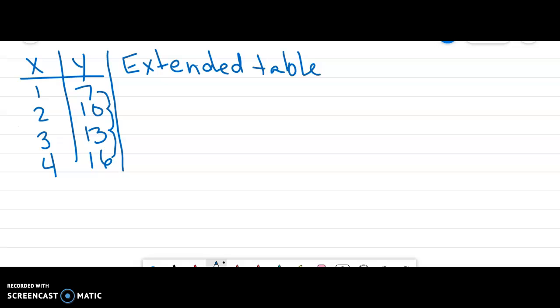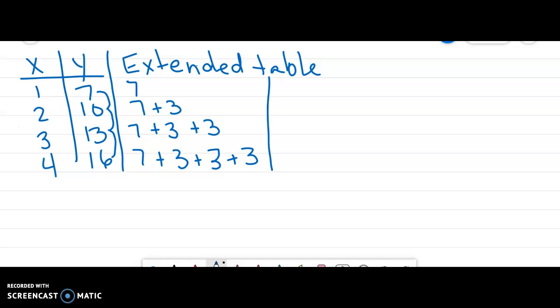So in the extended table, you can say, well, the first term had to be given to us. We started with 7, and this one became 7 plus 3. And then the next line, we took 7 plus 3 plus 3 again. 7 plus 3 is 10, plus 3 more is 13. And this one became 7 plus 3 plus 3 plus 3.